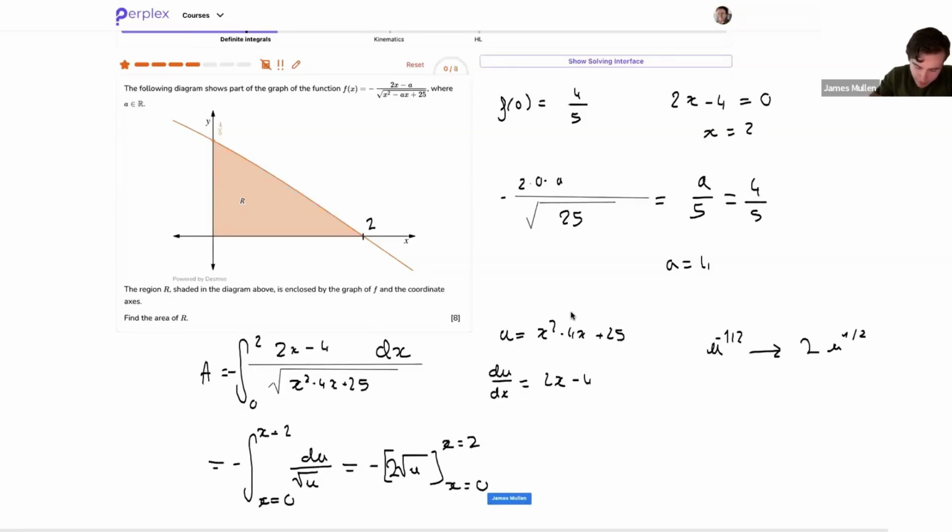And because u is a rather large equation, x squared minus 4x plus 25, I'm actually going to just change my boundaries into u. So I'm going to say that u of 0 is equal to, well, that's just 25.